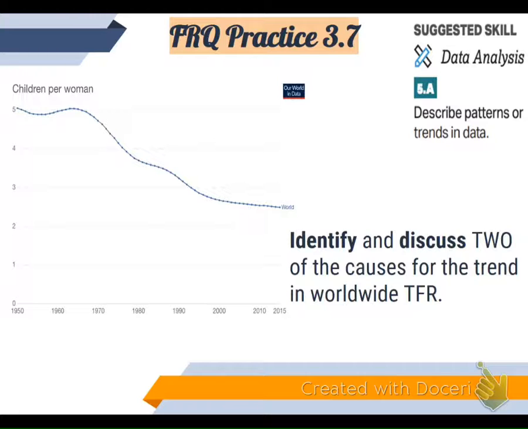So let's look at the FRQ. Can you identify and discuss two of the causes for the trend in the worldwide total fertility rate? One, what is the decrease? And then you have to discuss the two causes for the decrease.